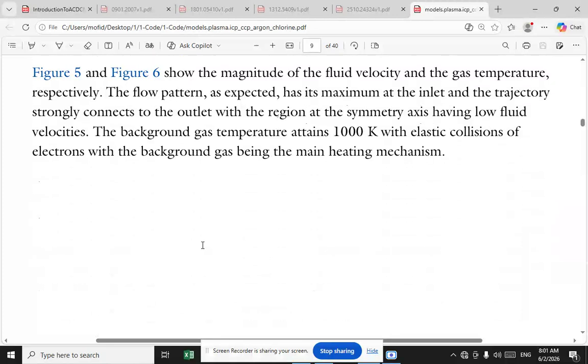Figure 5 and figure 6 show the magnitude of the fluid velocity and the gas temperature respectively. The fluid pattern, as expected, has its maximum at the inlet, and the trajectory strongly connects to the outlet, with the region at the symmetry axis having low fluid velocities. The background gas temperature attains 1000 Kelvin, with elastic collisions of the electrons with the background gas being the main heating mechanism.